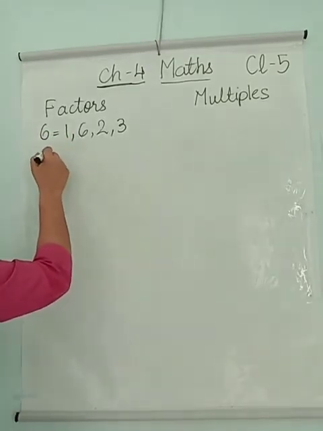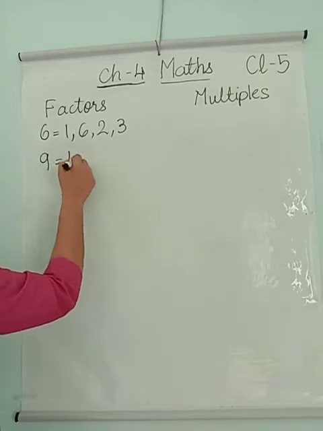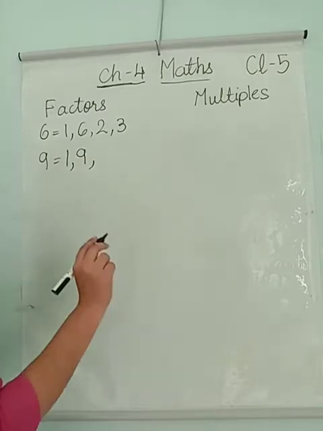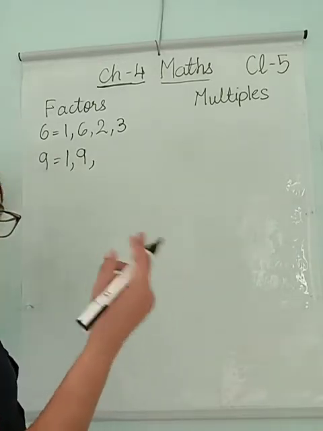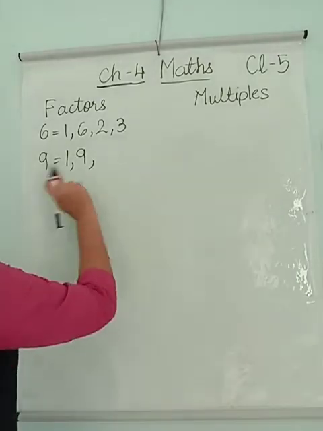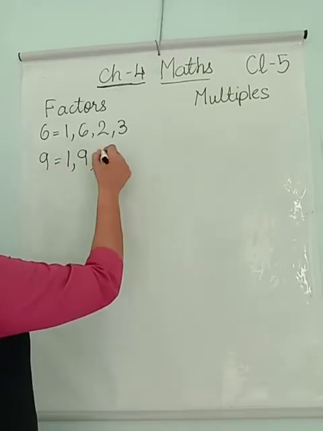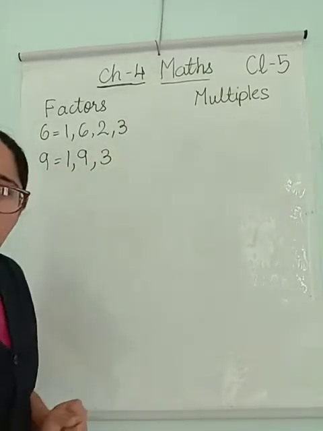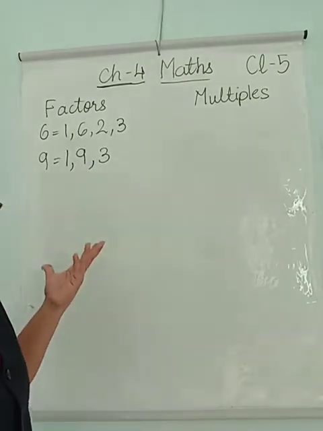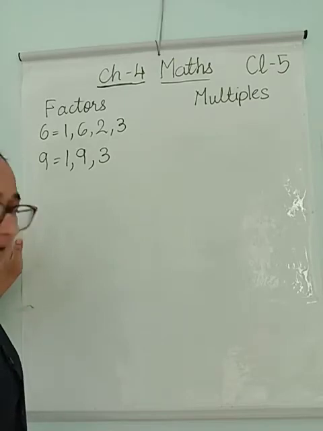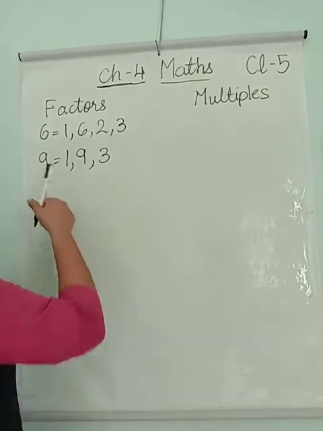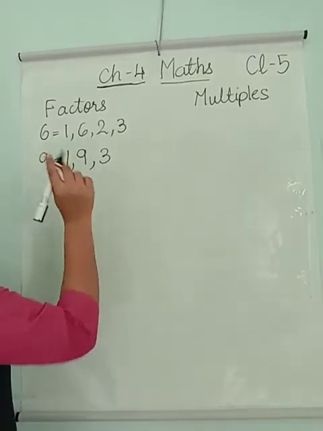If I see one more, 9. 1, 9, then 2, no. It does not divide. 2 ones are 2, 2 twos are 4, 2 threes are 6, 2 fours are 8, 2 fives are 10. So 9 does not come, so I will not write 2. 3, yes, 3 threes are 9. So 3 I have written, that is enough. Then 4, 5, 6, 7, 8, they don't have 9 in their table. So 1, 9 and 3 are the factors of 9. Highest one is itself and lowest one is 1.